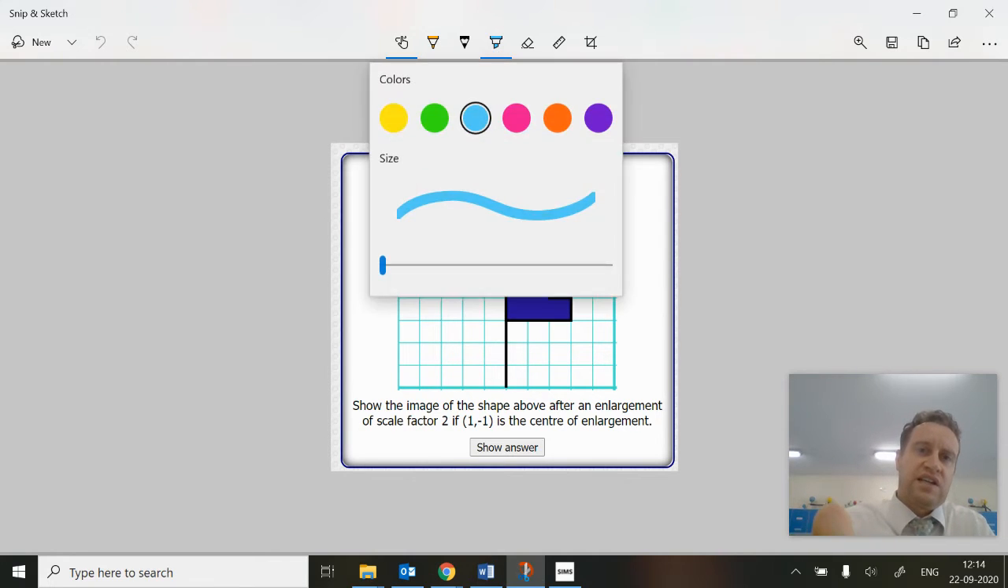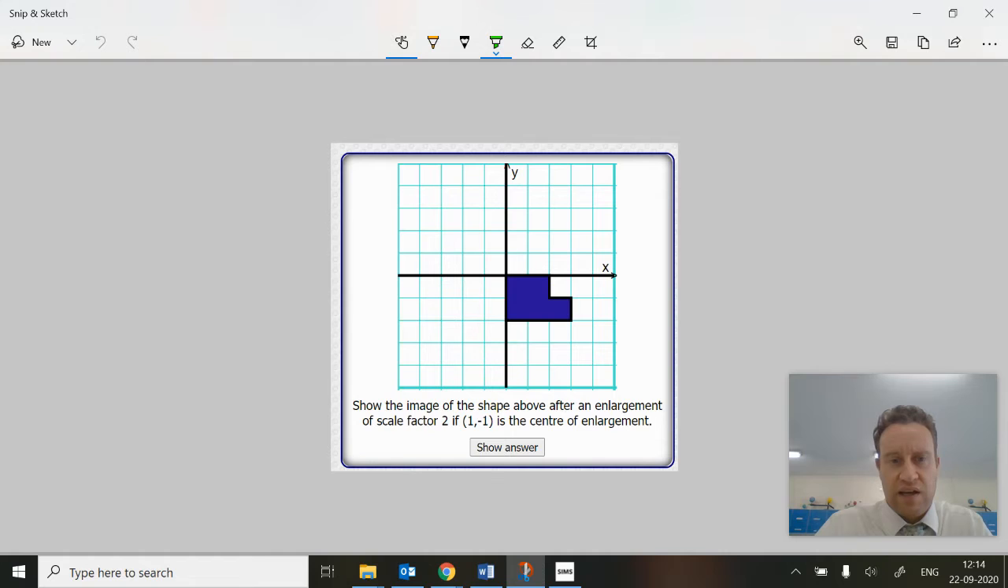So firstly, let's keep it pretty basic. Let's say when we're talking about a scale factor of 2, we just basically need to double all of our lengths. The added complexity of this is that we have a center of enlargement here of (1, -1). So we've got to do this thing about a center of enlargement.